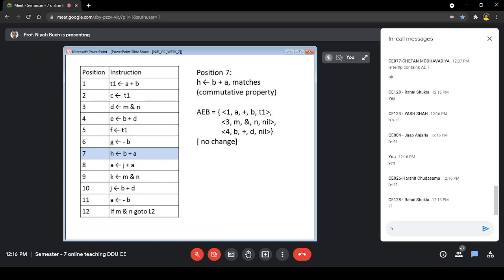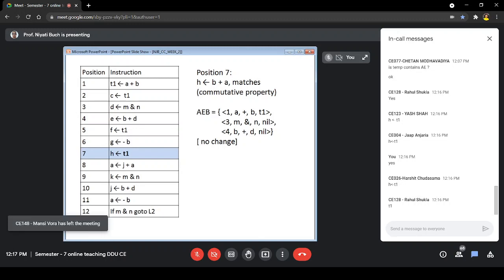Yes, correct. Very good. Okay, so now all of you are getting this, and it is good, right? That we have to use the temporary and change the instruction to this. We will replace B plus A with T1. But AEB will not have any change because we have already generated the temporary previously, so no need to make any changes over here. Okay, all good. Now moving further.